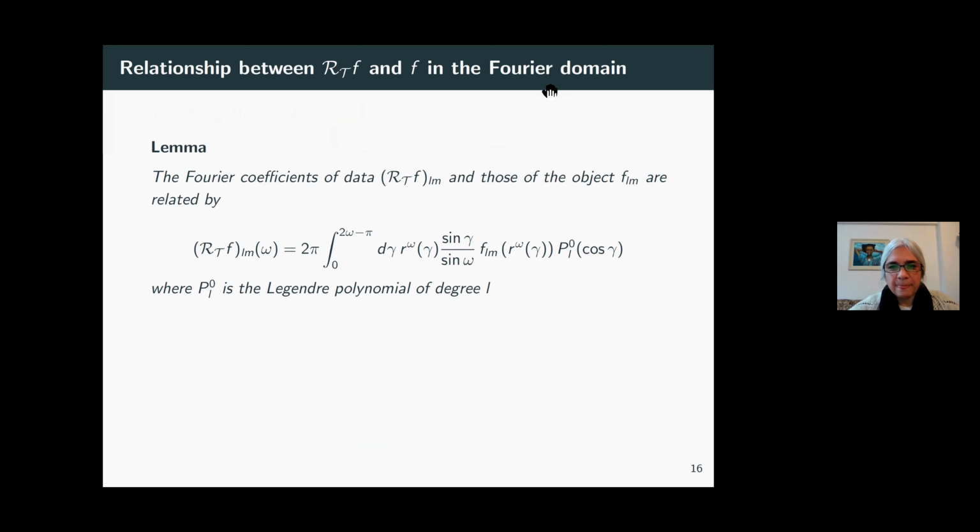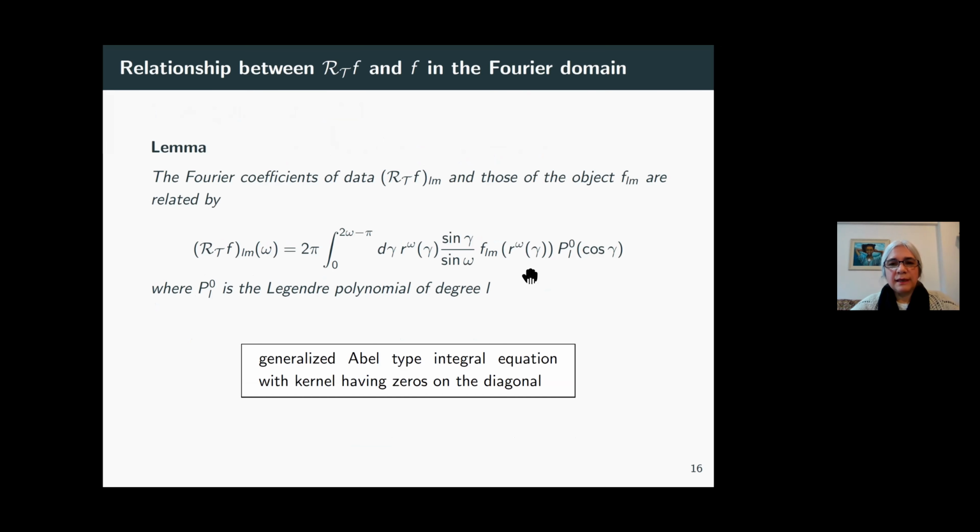Y vemos que en esta relación intervienen únicamente los polinomios de Legendre, propiamente dichos. Estos sí son polinomios. Lo que vamos a ver para demostrar la relación unívoca es que esta integral es, de hecho, una ecuación integral de tipo Abel generalizada con un núcleo que tiene ceros en la diagonal.